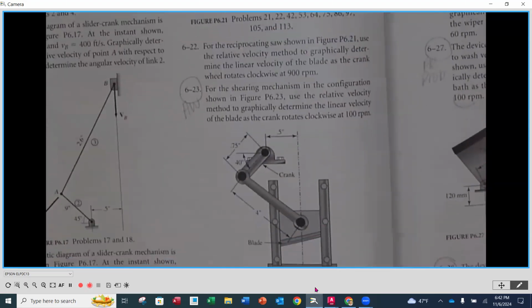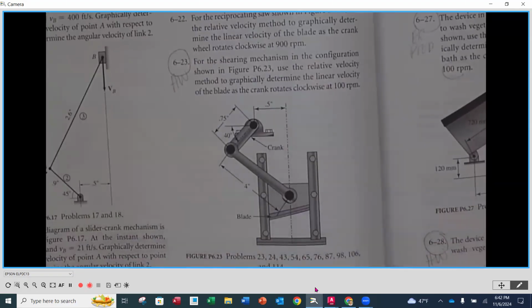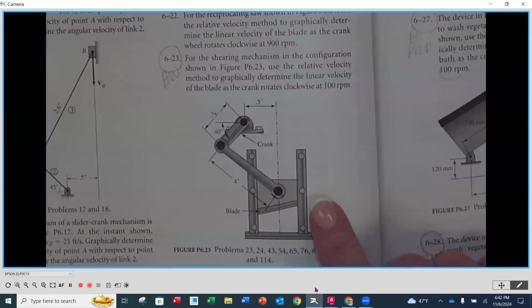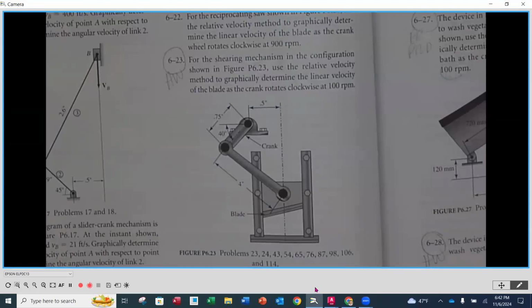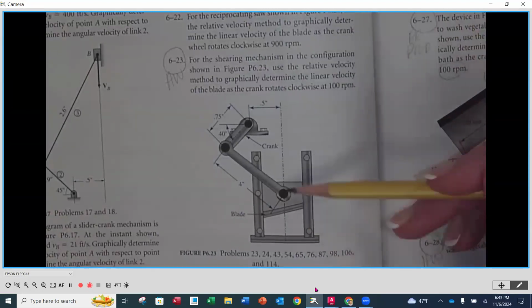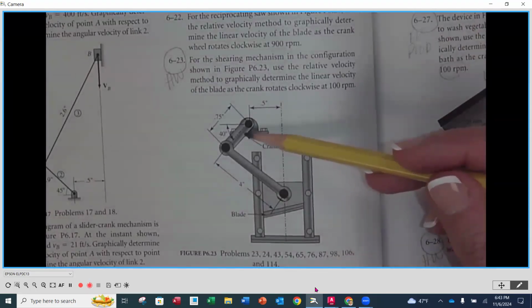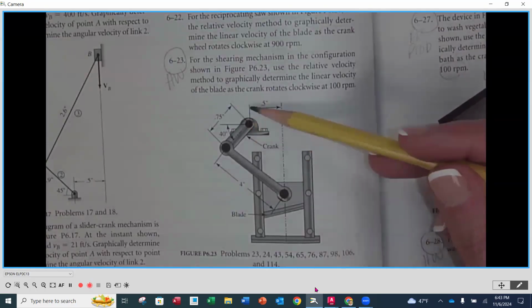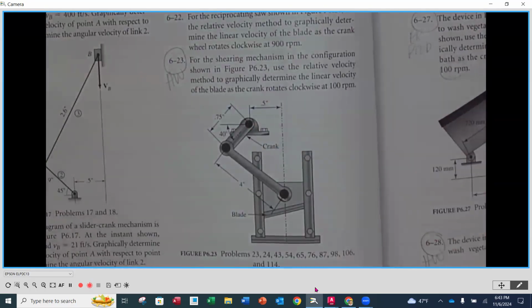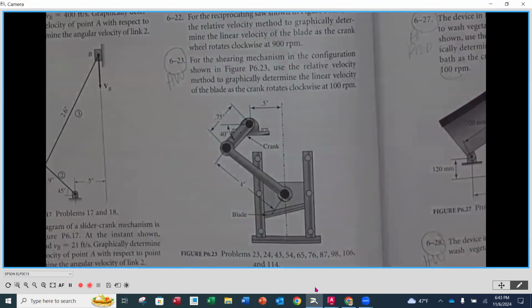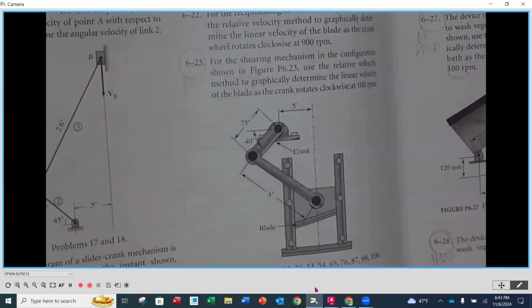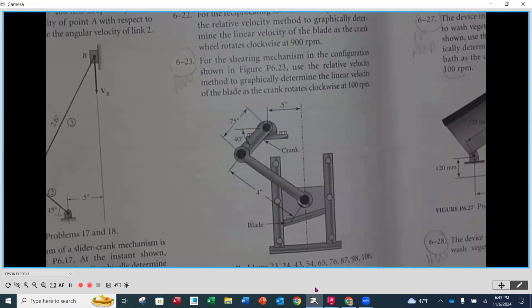The next one that you have to do is going to be 623. Here we have a shearing mechanism. We've drawn this one before. Use the relative velocity method to graphically determine the linear velocity of the blade as that crank rotates 100 RPMs clockwise. So this is another slider crank. It's just oriented vertically this time. Same process as the previous problem and as 620 in our handout.